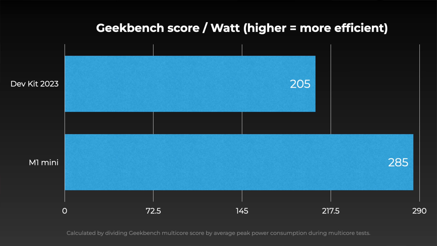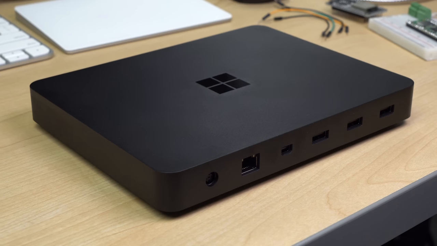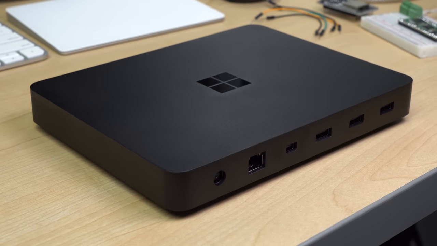If we take those numbers and calculate the Geekbench score per watt, you can see the M1 Mini soundly beats the brand new dev kit, and it's also more efficient the whole time it's doing it. Heck, even at idle, it's a little better. Qualcomm definitely has a ways to go for both performance and efficiency.